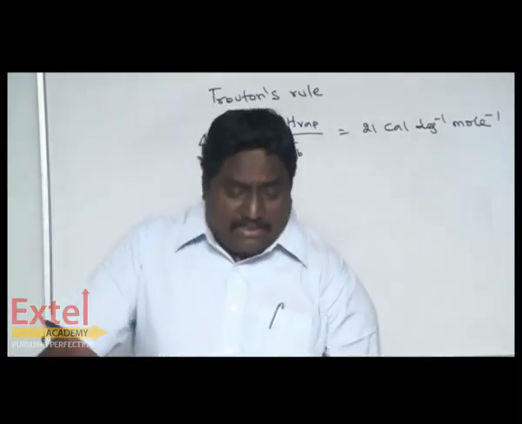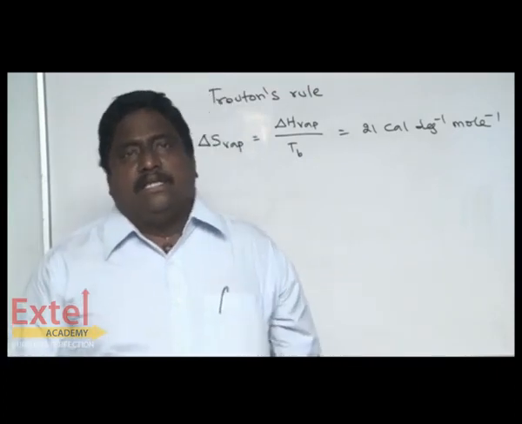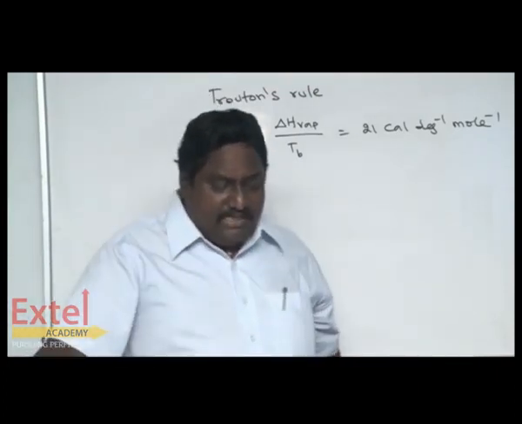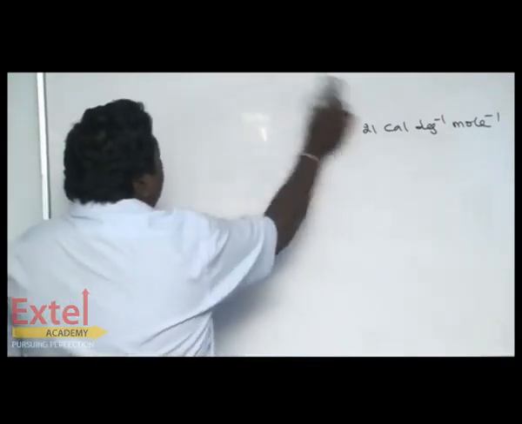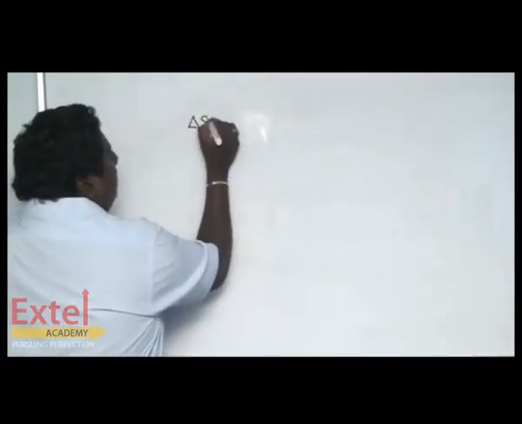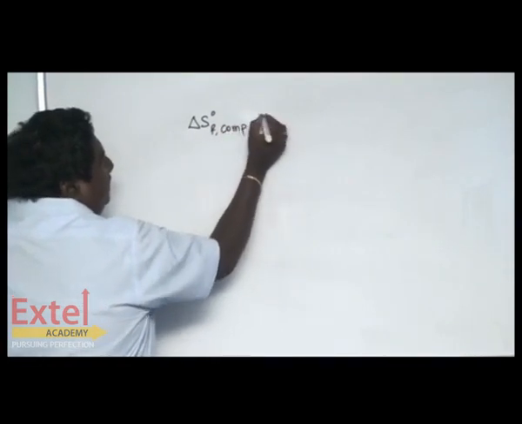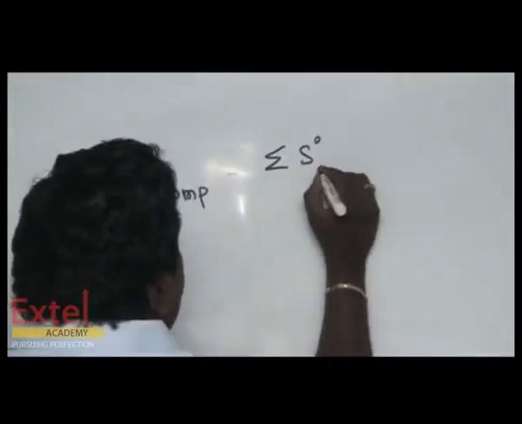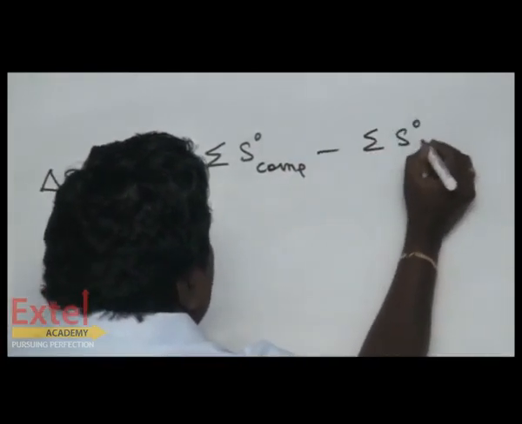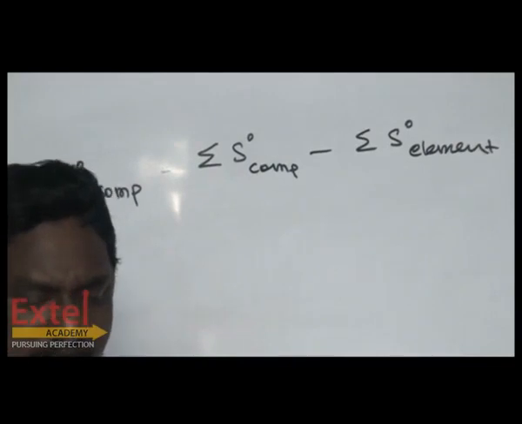Then, from this Trouton's rule, some liquids may deviate. They are the substances which can deviate from Trouton's rule. For example, liquid helium, likewise. I have told you that in any reaction, you can measure the standard value. Suppose one compound is there. Delta S naught means standard value of entropy change. F means formation of compound, equal to summation of all the standard entropies of compounds minus summation of all the entropies of elements. This is the formula used to measure entropy change when a compound is formed.